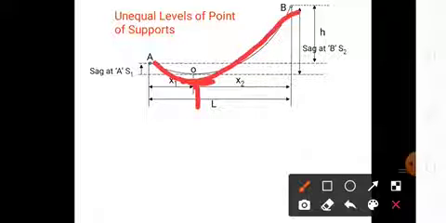In hilly areas mainly we have supports at unequal levels. We generally come across conductors suspended between supports at unequal levels, as shown in the figure. Here the length of the conductor is L, and from point O to A the length is x1, and from O to B it is x2. The total length of the conductor is L.